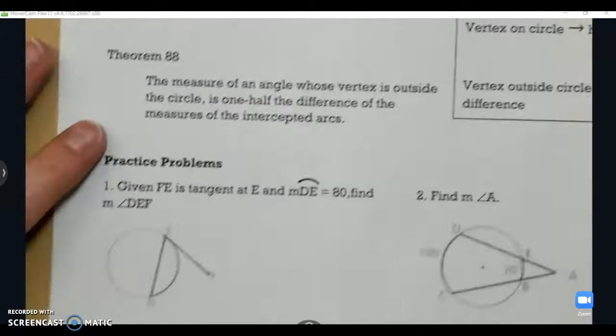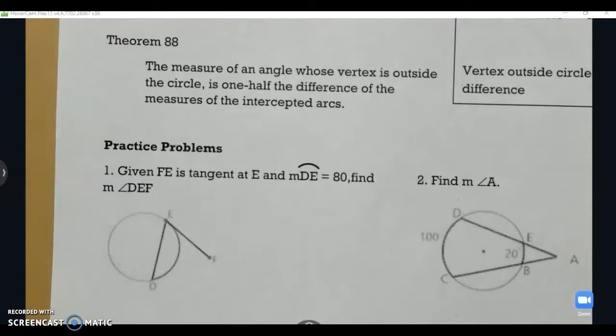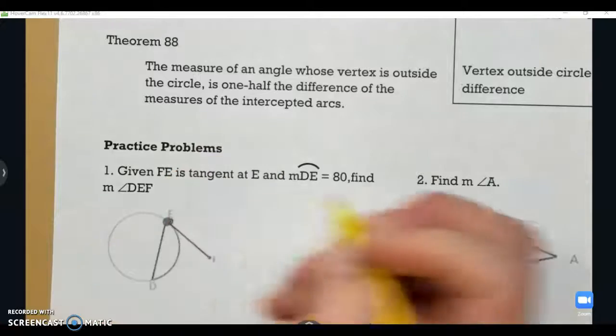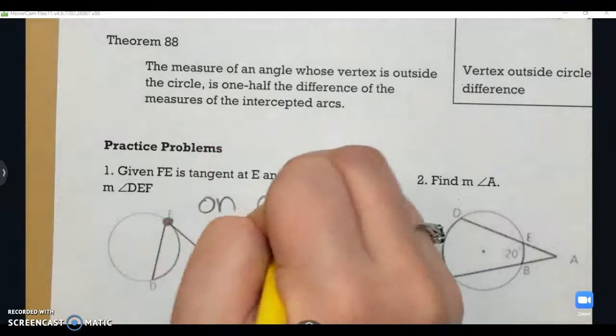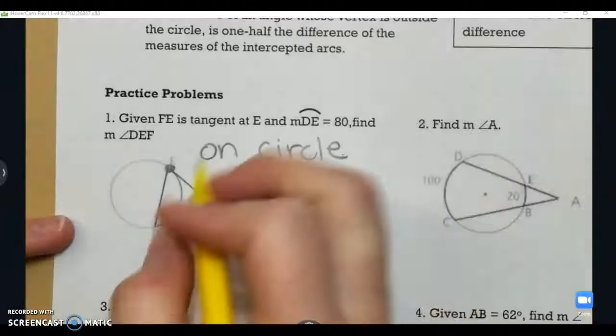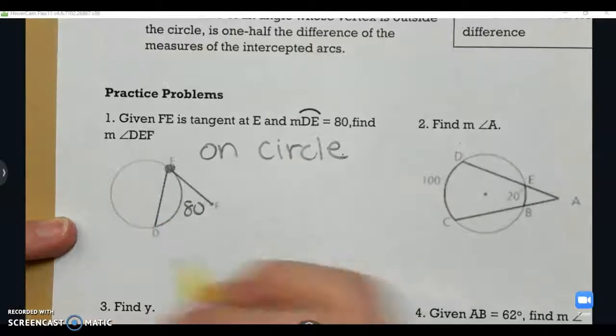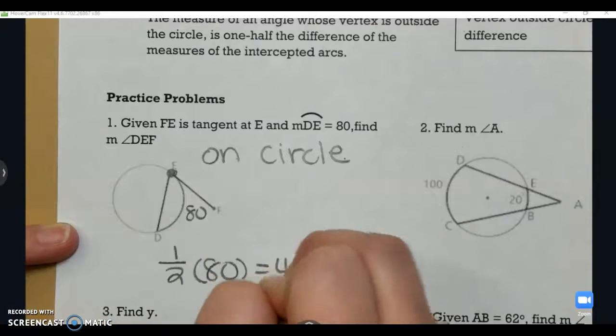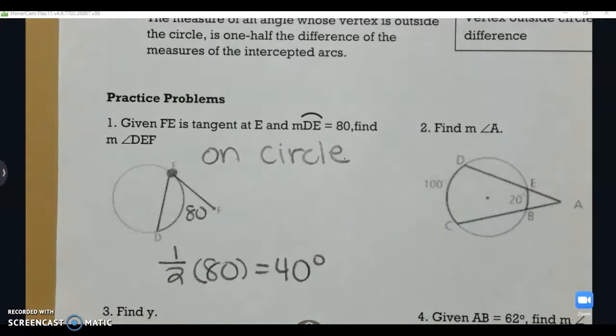So what we're going to do here first is identify each type of angle that we are shown, and then we can solve for the measure of that angle. So starting with number 1, we're told that FE is tangent at E and that the measure of arc DE is 80. And then we want to find angle DEF. So where is the vertex of angle DEF? Well, it is on the circle. And so if we look back at our summary, when it's on the circle, it's half the arc. And if our arc, we were told DE is 80, then that means it's going to be half of 80, which is 40 degrees.